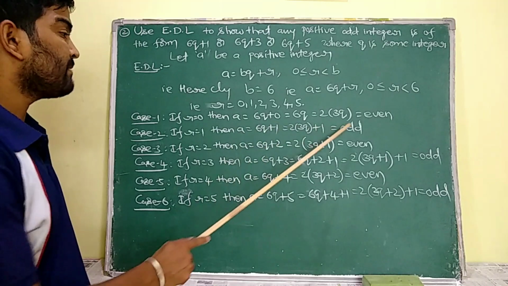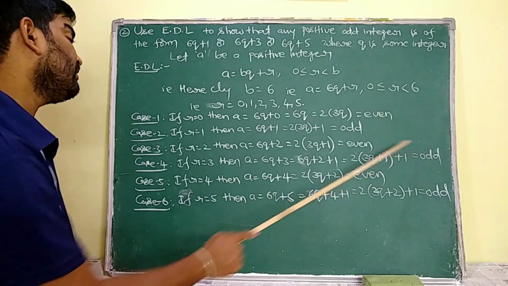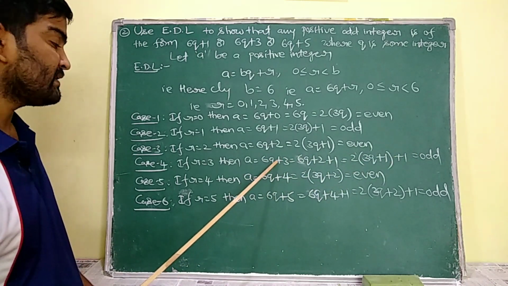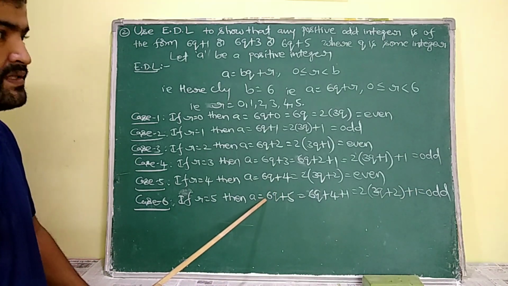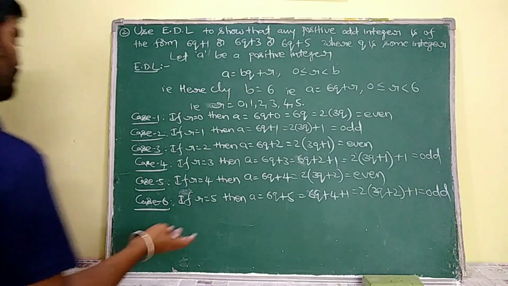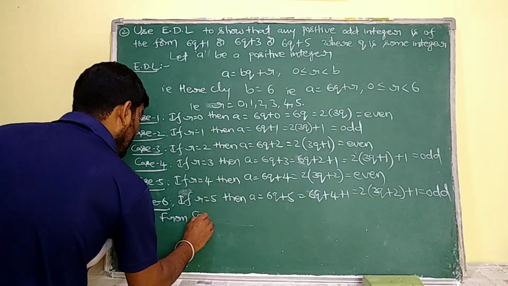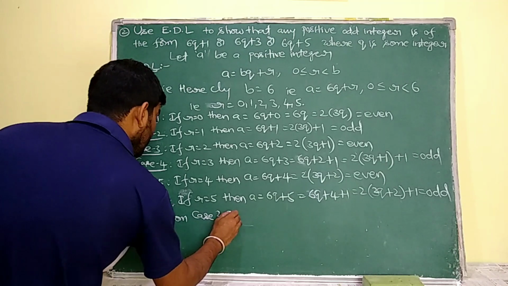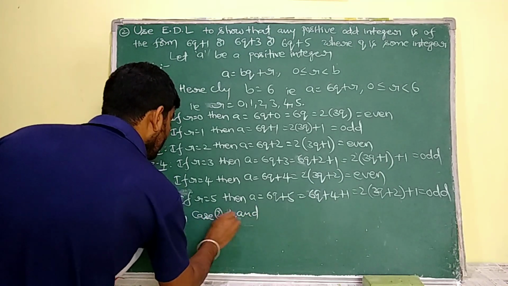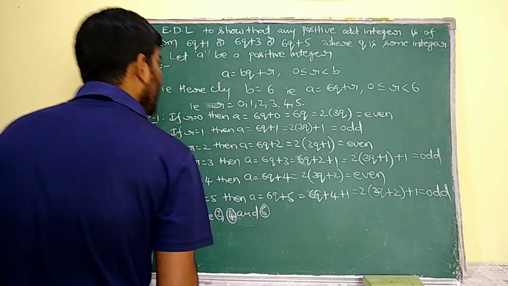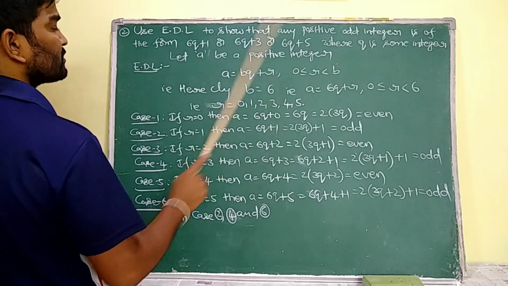This a becomes odd if it is in the form of 6q plus 1, and this a becomes odd if it is in the form of 6q plus 3, and the same a becomes odd if it is in the form of 6q plus 5. Now by that we are going to conclude that from case 2, 4 and 6, we remove the show that and write everything that is in the question.